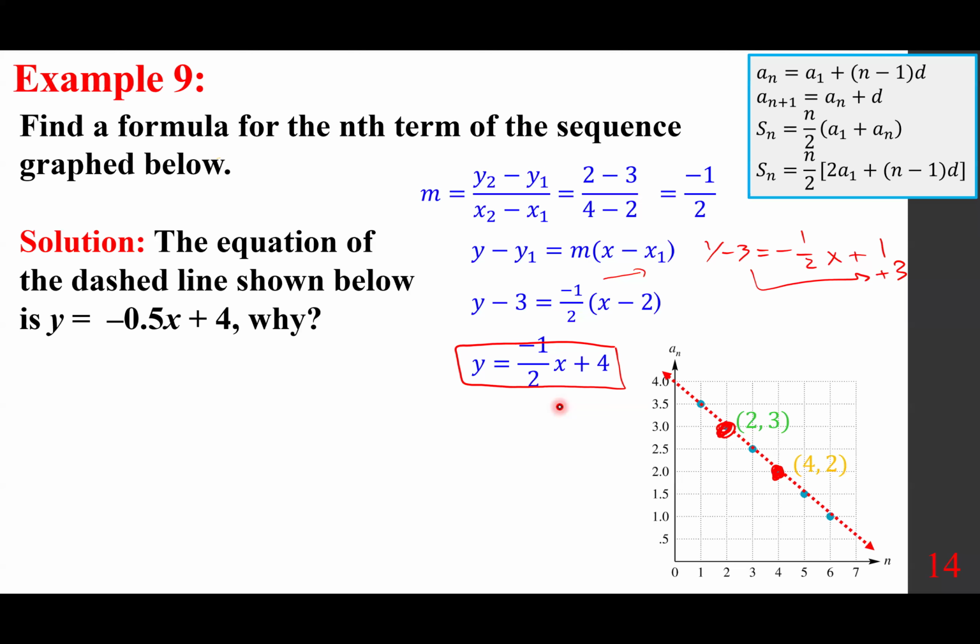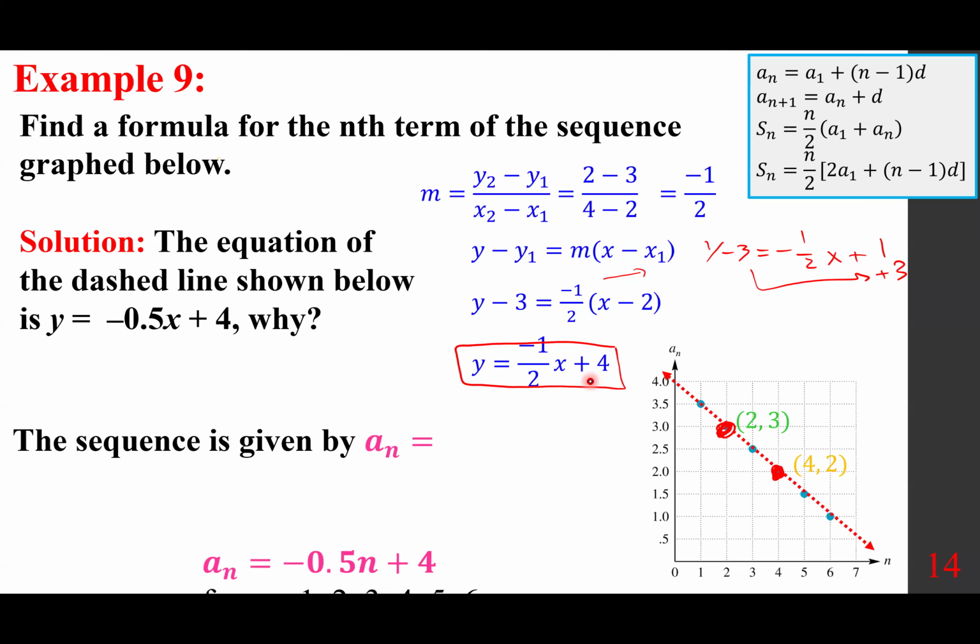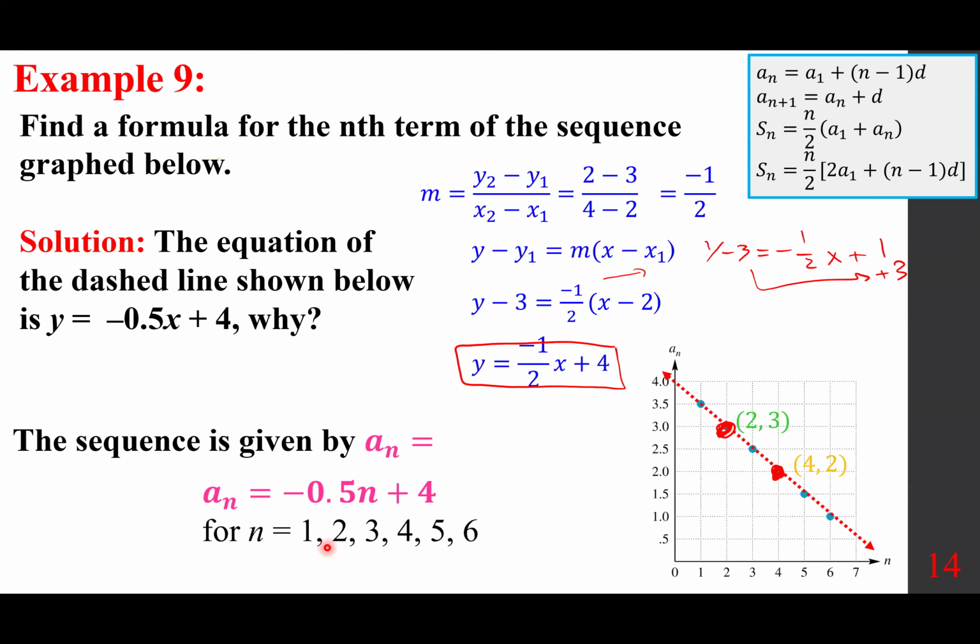Therefore, the sequence is given by a sub n equals negative 1 half x plus 4 for the line, but this is not a line, this is a bunch of dots. So for the dots, it's given by negative 1 half n plus 4, where n is 1, 2, 3, 4, 5, 6. And here's how you check it.